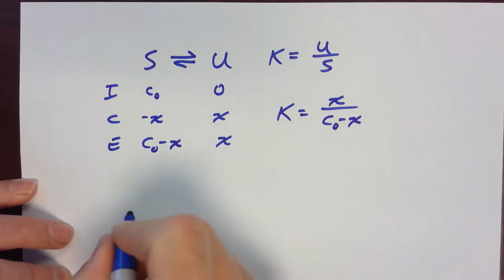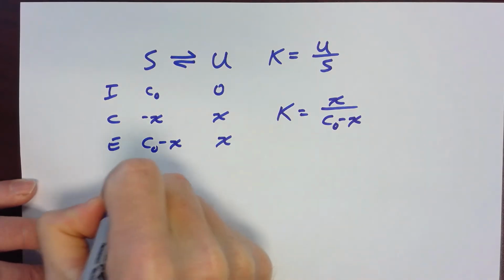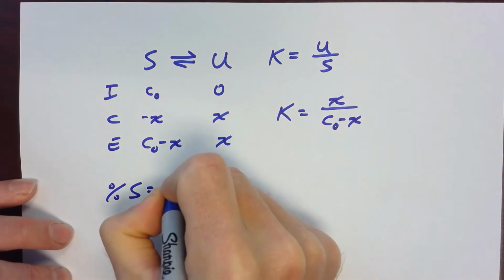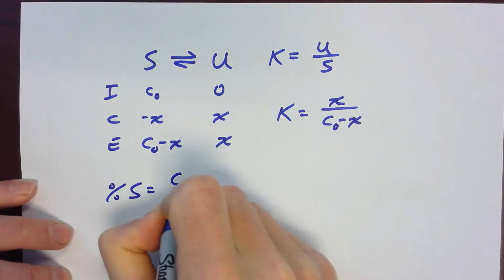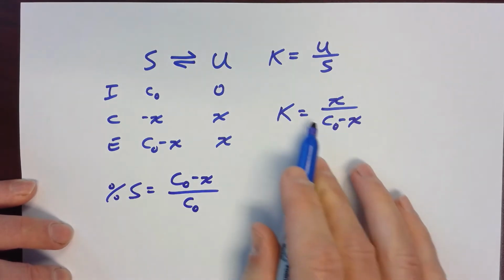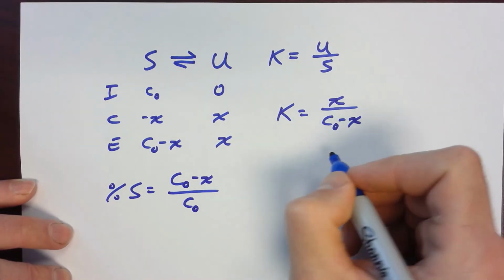Now, we're not usually after what the absolute concentration is, we're after what the relative concentration is. And the percent of the stable conformer is just its concentration, C0 minus x, over the initial concentration, C0. So I need to solve this equation for x, and I can do that with a little bit of algebra.